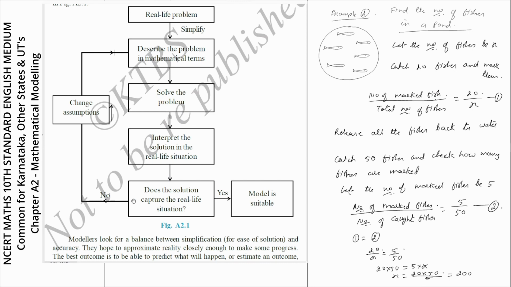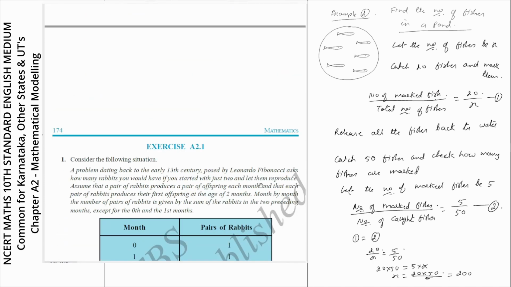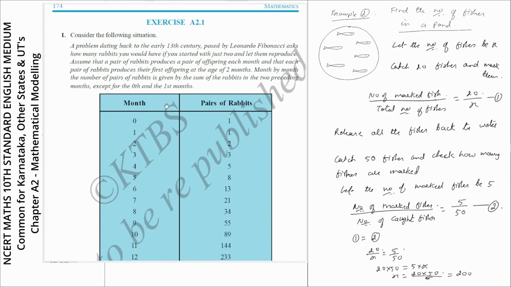If it is not so, then our assumption might be wrong. Therefore we go back and make some changes in the assumption, and again we'll check. So finally, when the solution matches the real life situation, then that model is suitable. Next in this chapter is an exercise problem, exercise A 2.1.